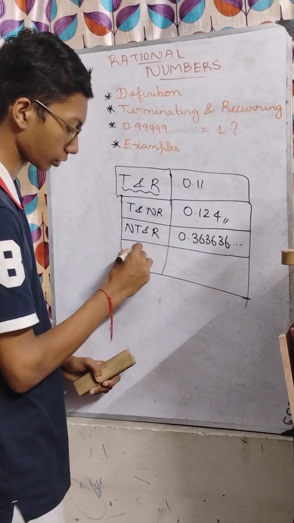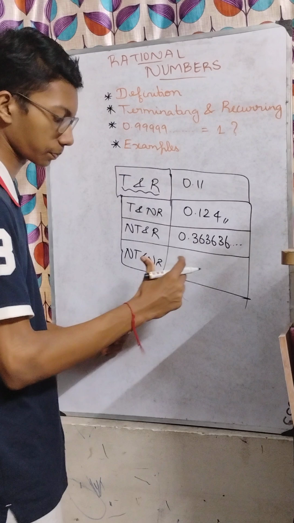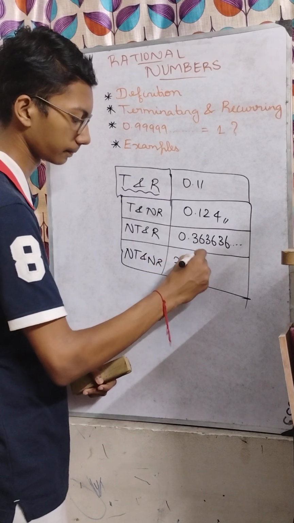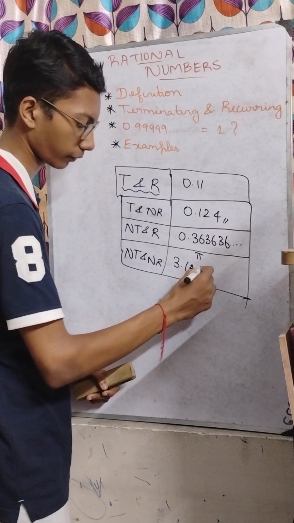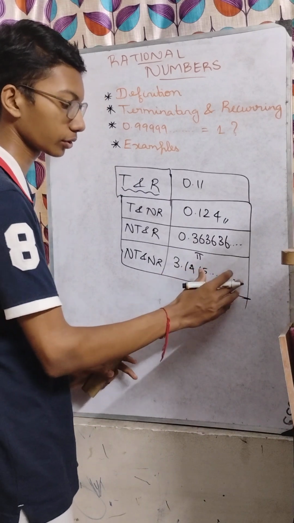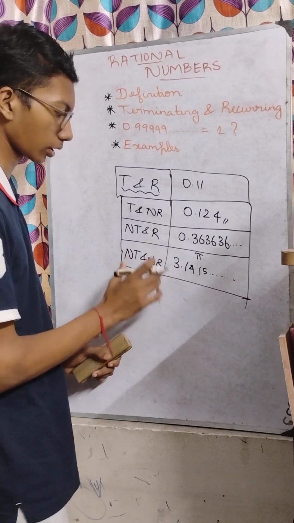Now the last thing is non-terminating and non-recurring. So this is a very special form. Let's take pi as an example. Pi is 3.1415 and it goes on. It does not repeat any sequence and it also does not end. So this is non-terminating and non-recurring.